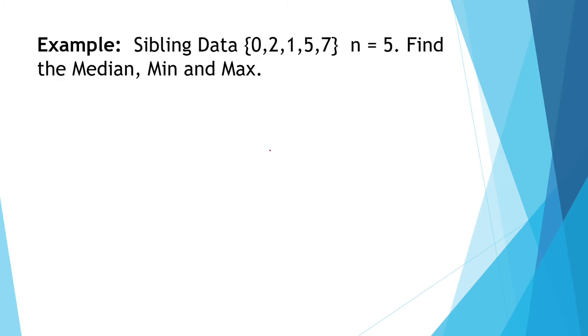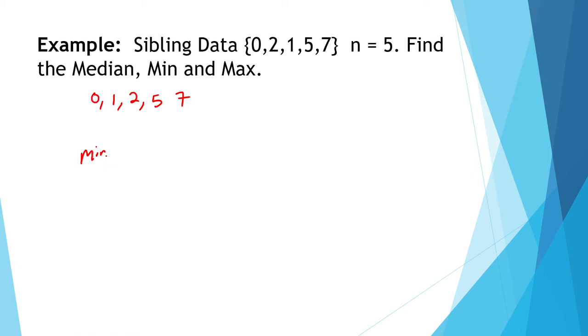Example, given the data 0, 2, 1, 5, 7. Here n is equal to 5, which means our sample size is 5. Find the median, minimum, and maximum. First, we need to order the data set from smallest to biggest. So we'll say 0, 1, 2, 5, 7 is the order from smallest to biggest.